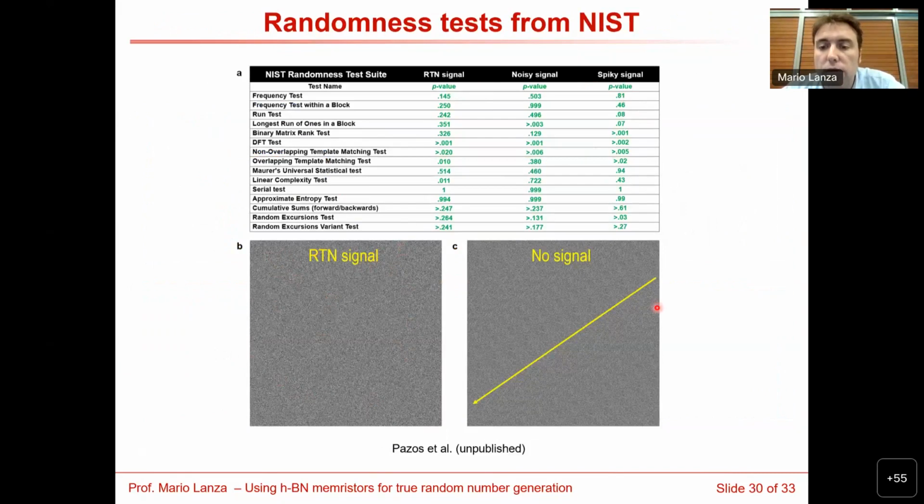See what happens if we don't put any signal at the input of the nonlinear feedback shift register. We see a pattern here. You see? Here, there is a pattern. So this doesn't pass the randomness test, okay? So the randomness is being provided by the stochastic fluctuations of the current in the random telegraph noise signal produced by the memristor.